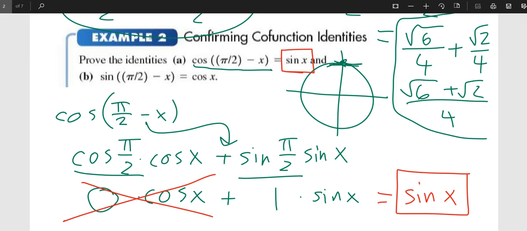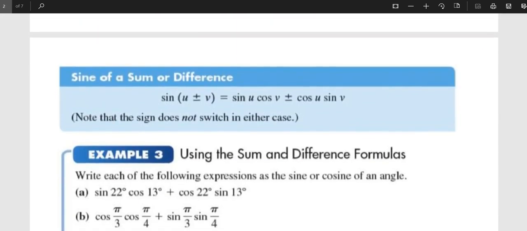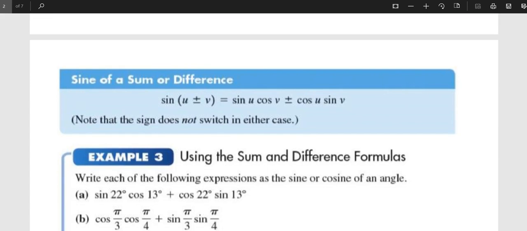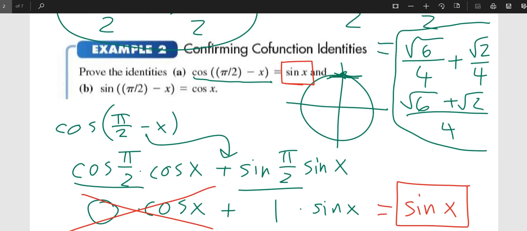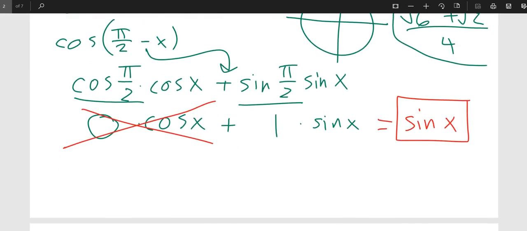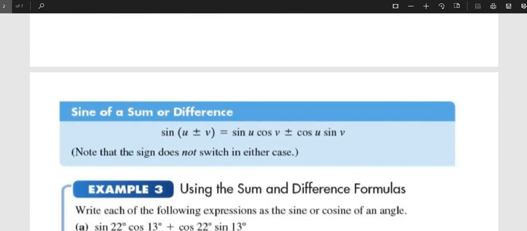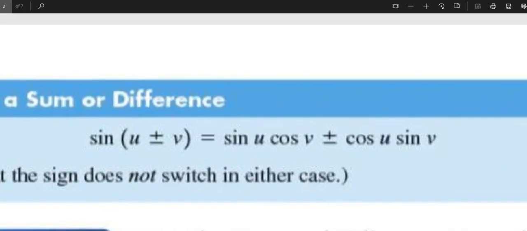Now, you can't do example 2, part B unless you have this formula. If you look back, example 2, part B is sine of pi over 2 minus x. We haven't shown you the formula for that. So either I put example 2 in front of the formula, or the book did. One of the two. All right, now if we look at this a little bit closer, I did not go through the whole proof of it.